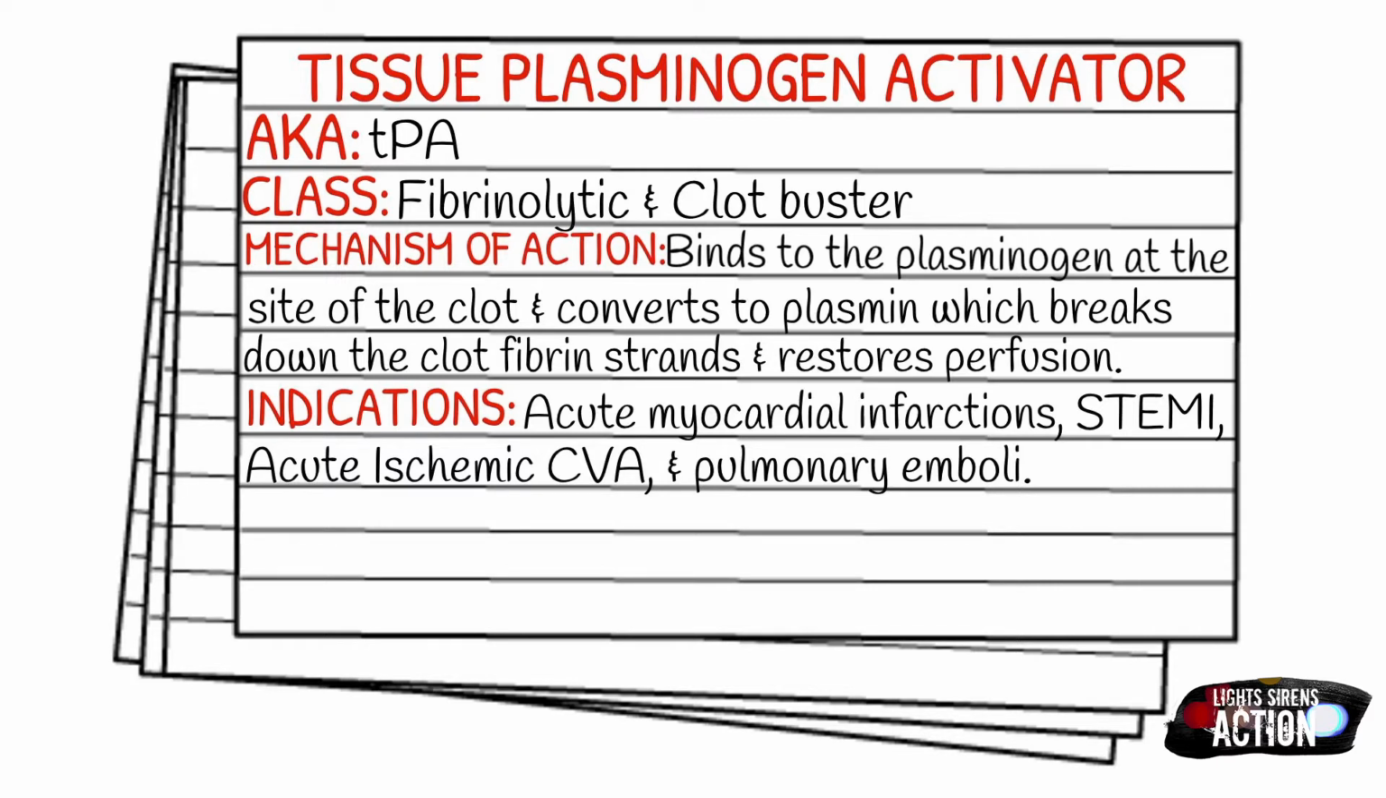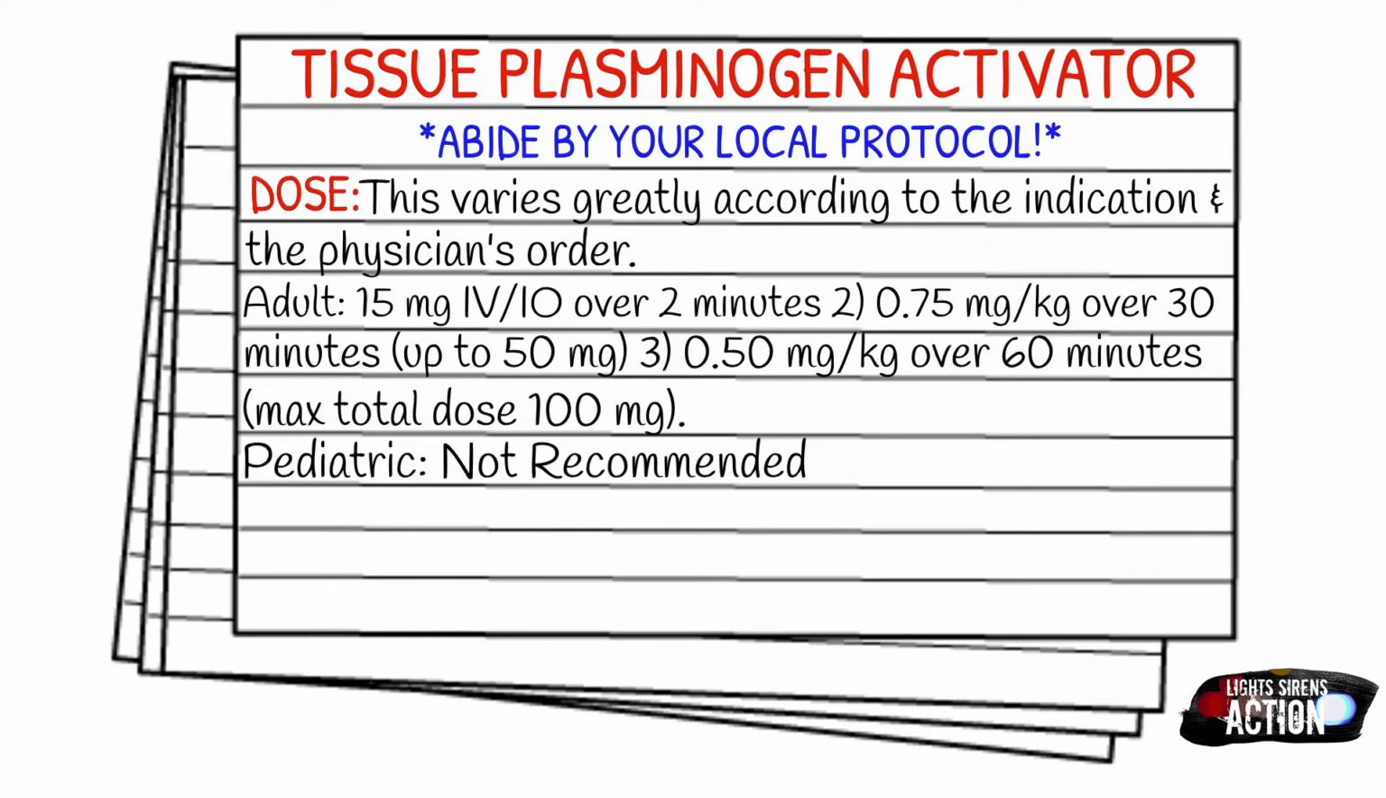Your indications are going to be acute myocardial infarctions, STEMIs, acute ischemic CVAs, and pulmonary emboli. As always, before we get into dosages, make sure you're abiding by your local protocol and staying within your scope of practice. And just a heads up on TPA, it's not a medication that we carry on the ambulances, so it's not a dose that we usually know right off the bat, and it varies greatly according to whatever the indication may be, whatever you're giving it for, and what the physician's order is. This tends to be a transport medication, whether it be in flight medicine or ground medicine.